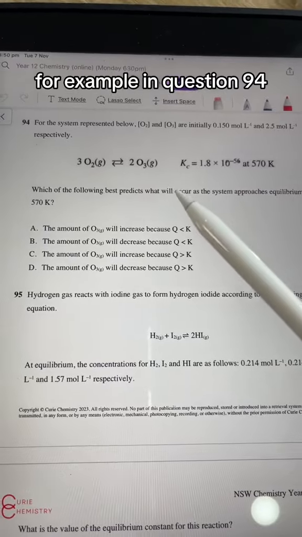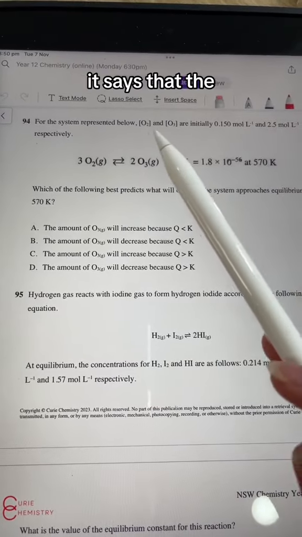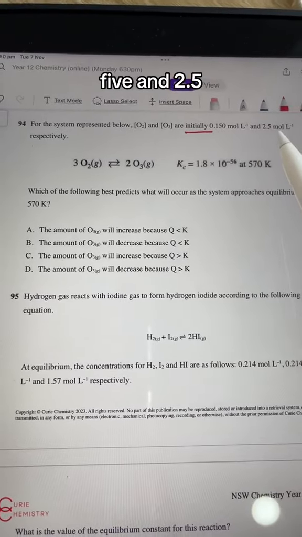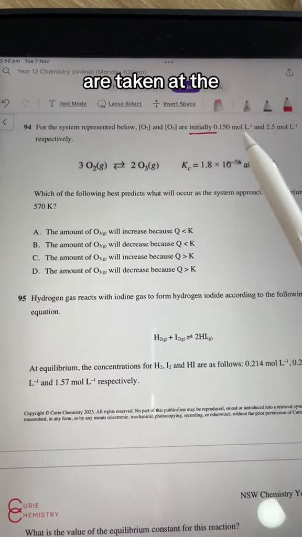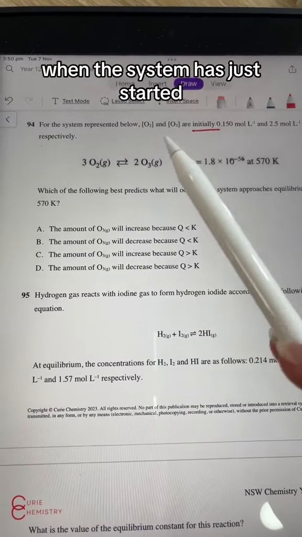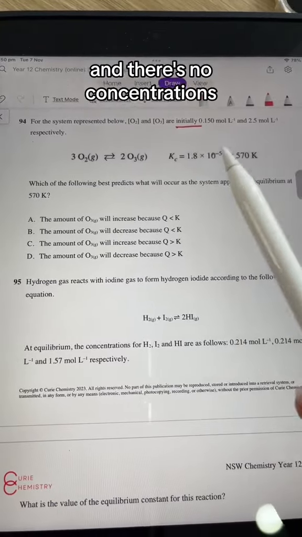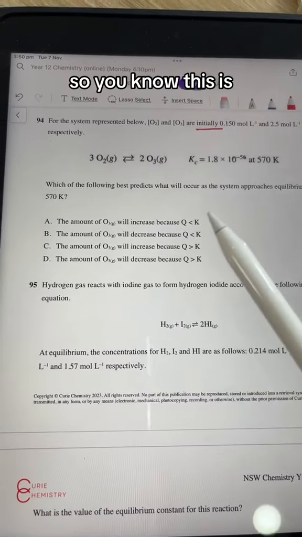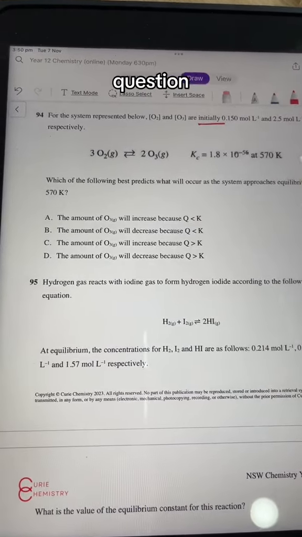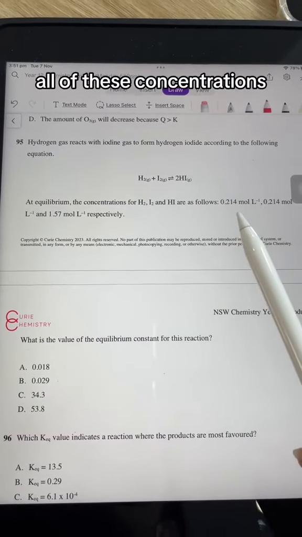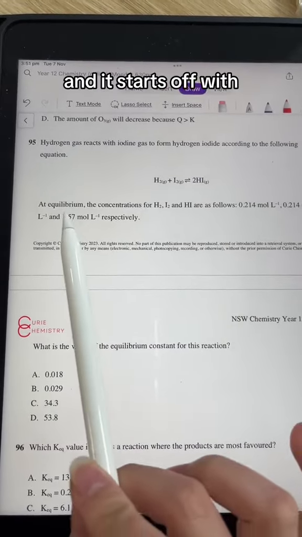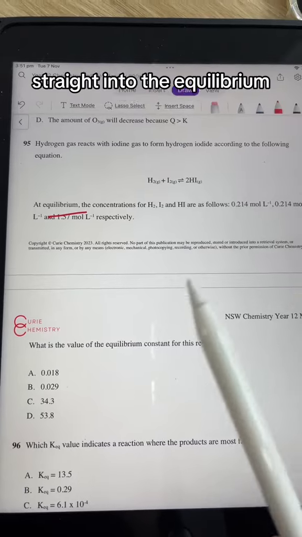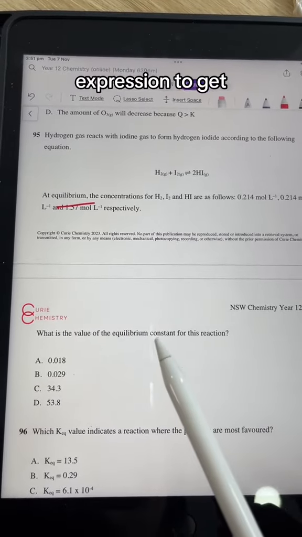For example, in question 94 of our question book, it says that the concentrations of O2 and O3 are initially 0.15 and 2.5. So those concentrations are taken at the same time when the system has just started. And there's no concentrations at any other time, so you can sub this straight into the equilibrium expression to get Q, so you know this is a Q comparing to K question. Question 95, all of these concentrations here are in one sentence, and it starts off with at equilibrium. So you know you can also sub these concentrations straight into the equilibrium expression to get the value of K.